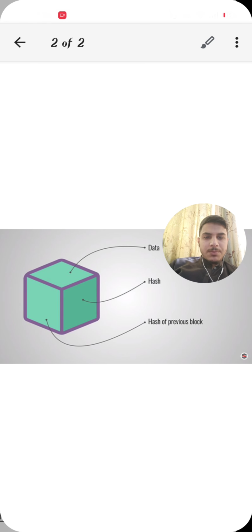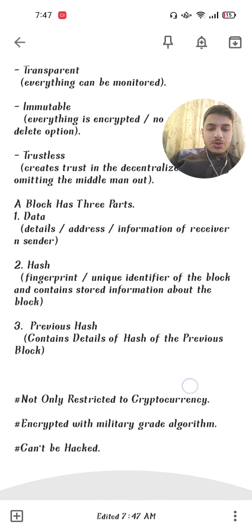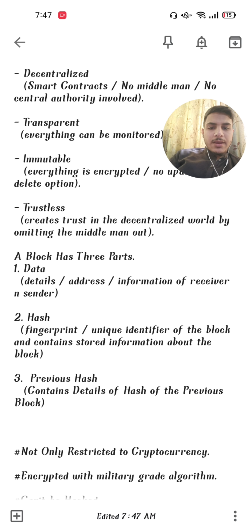Then, a block is made up of three parts. You can see here: data, the hash, and the hash of the previous block. So what is data? In the data there are details of the receiver, the sender, and details of how much fund you are sending, how much fund that person will be receiving, and the address and everything. The details about the sender and receiver are present there in the data, right?